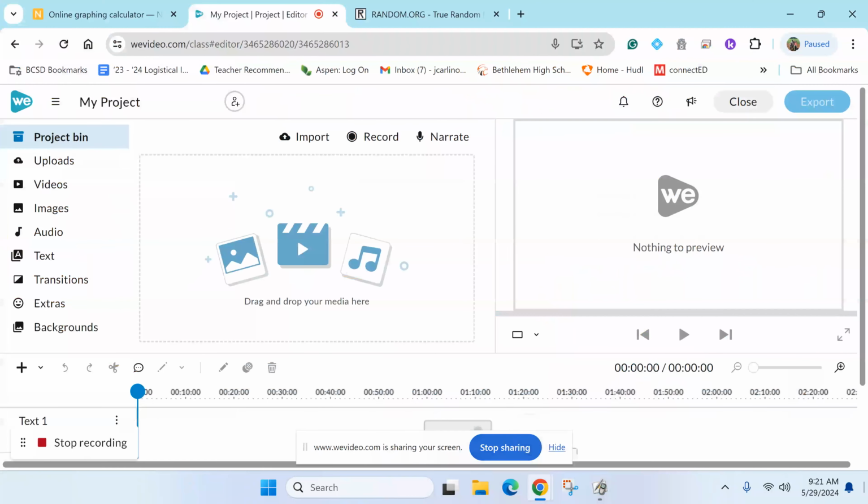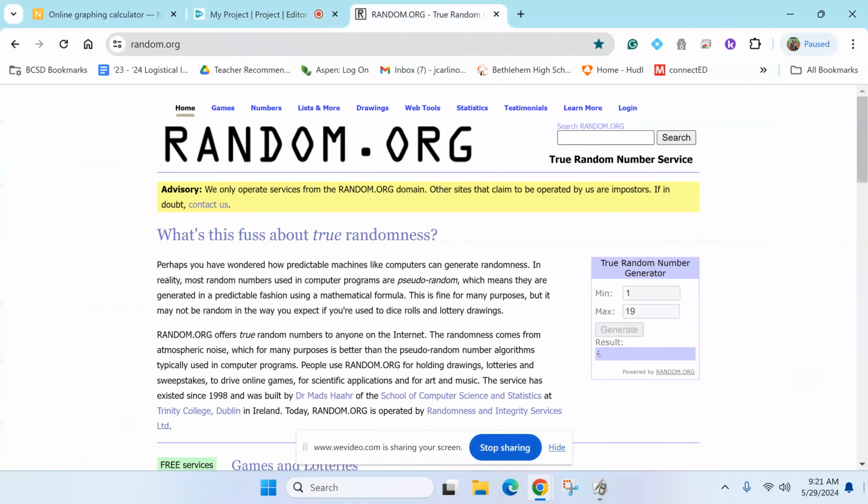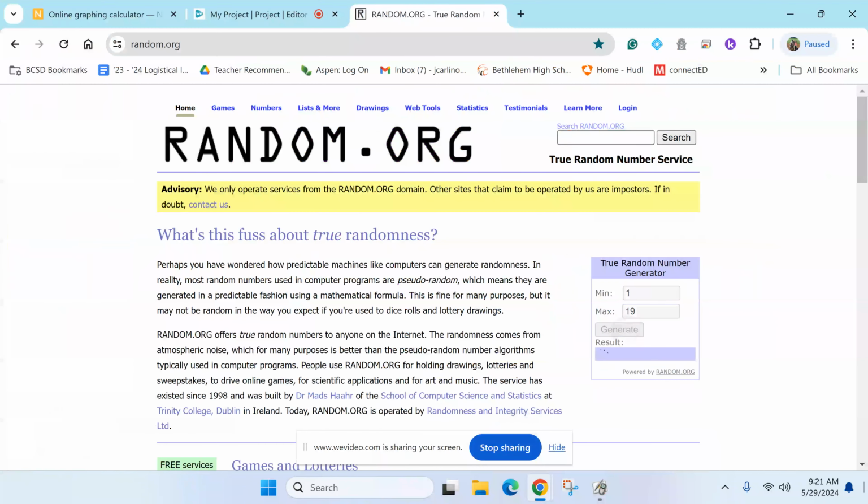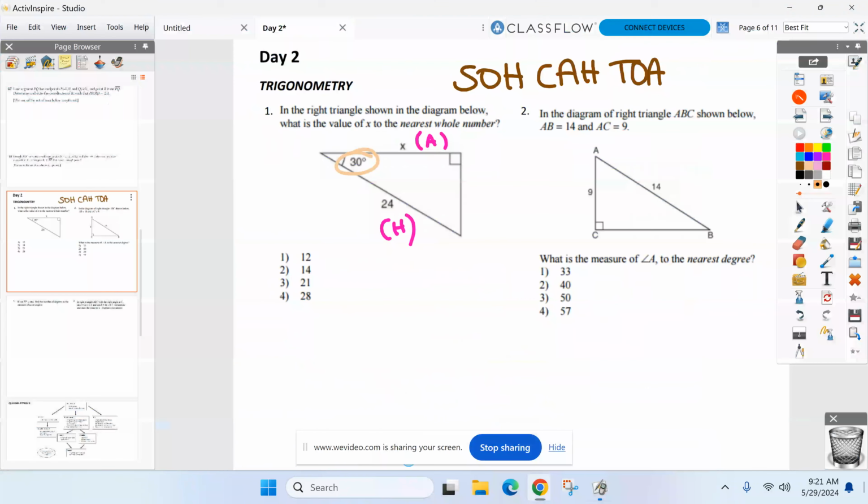What's the x and what's the 24 up here? Let's start with Ayaz, what's the x? Opposite, hypotenuse, adjacent. Adjacent. How about the 24? Hypotenuse. So with the adjacent and hypotenuse sides, I can use which one of these 3 ratios? Ava? Cosine. Good. So I start with cosine, COS, of 30, put the degree with it, equals the adjacent side x over the hypotenuse 24.